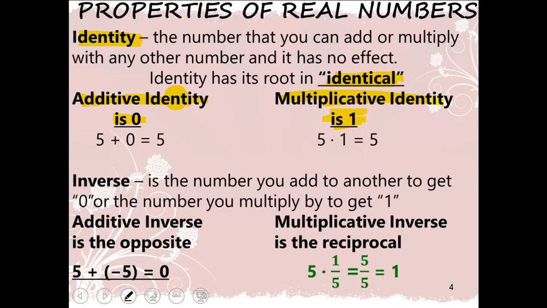Similar, and a lot of students get confused between whether they're looking at the identity property or the inverse property, is the inverse property. In the case of addition, it is the number that you add to get to 0. If I start with the number 5, what do I add to it to get 0? Well, I add the opposite. So 5 and negative 5 are additive inverses of each other. The additive inverse of 5 is negative 5. The additive inverse of negative 5 is 5.